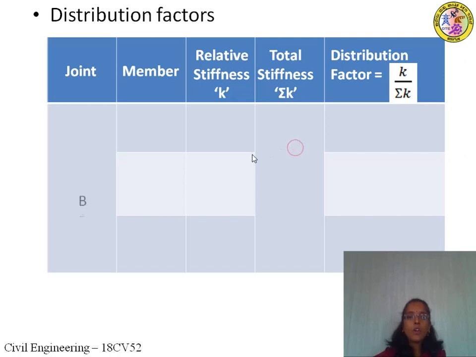So the intermediate joint we have is only joint B. So the members meeting at joint B, let us take it as BA. So first, let us consider the member BA.